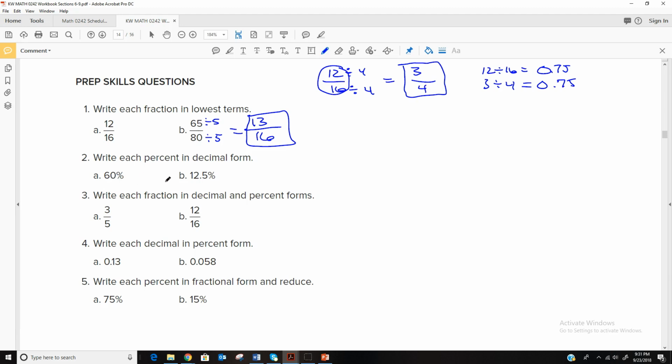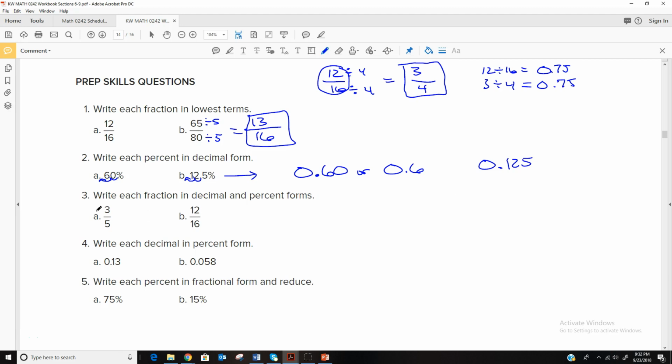For these with percentages, if we want to put them in decimal form, we're going to shift from percent to decimal. We're going to shift to the left, because what's in a decimal we shift to the right, but if it's in a percent going back to a decimal, then we're going to shift it to the left. So 60% would be 0.60, or you could just say 0.6. And then 12.5%, if I shift it 2 spots to the left, that's going to be 0.125.